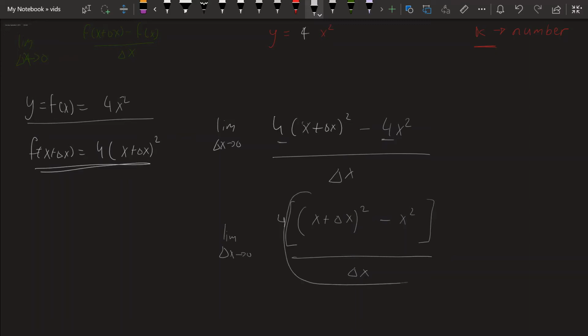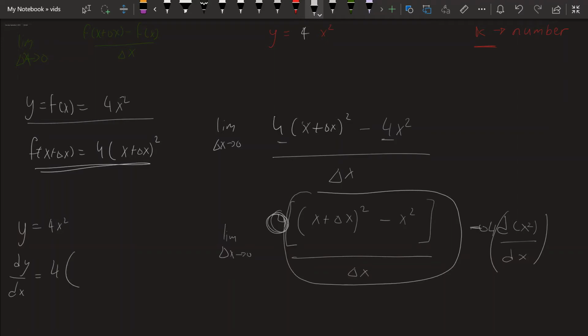Now, what did we define this fraction to be? We defined this to be the derivative of x squared, right guys? And we have a 4 outside, so we simply just multiply it. And I just proved it. If you have a function y and it's equal to, let's say, 4x squared, then the derivative of y is going to be equal to 4 multiplied by the derivative of x squared dx.